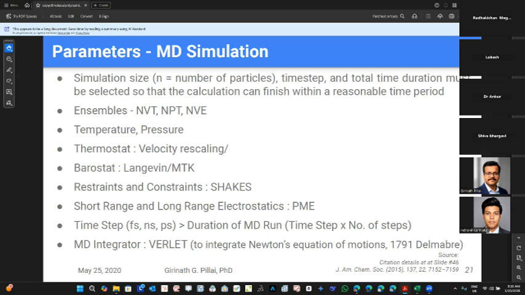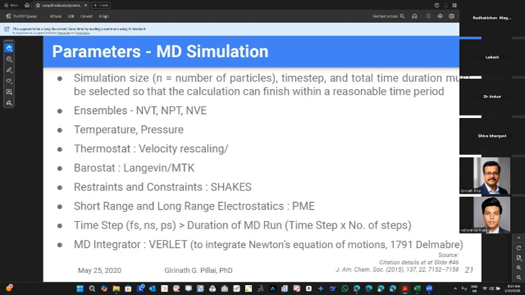restraints and constraints based on the SHAKE algorithm, short range and long range electrostatics. Generally, we use the PME algorithm. And again, the time step is in femtoseconds, picoseconds, and nanoseconds, which also defines the duration of the MD run, which is time step multiplied by number of steps. And there's the MD integrator, which is a parameter called Verlet, which is to integrate Newton's equations of motion.